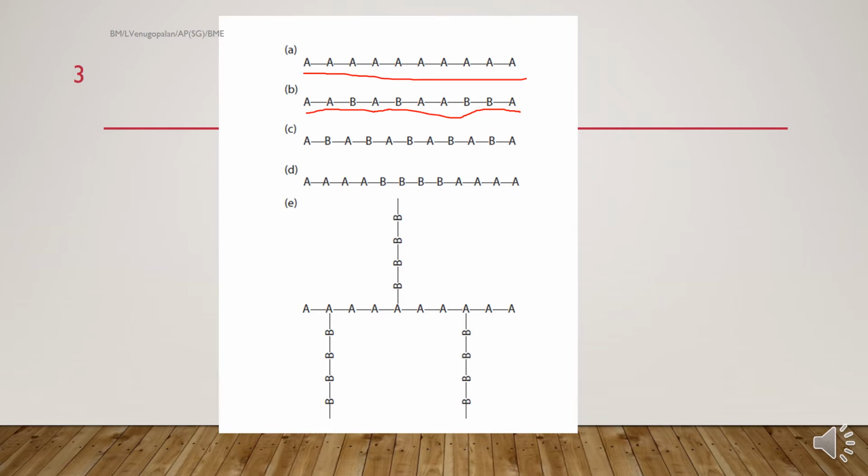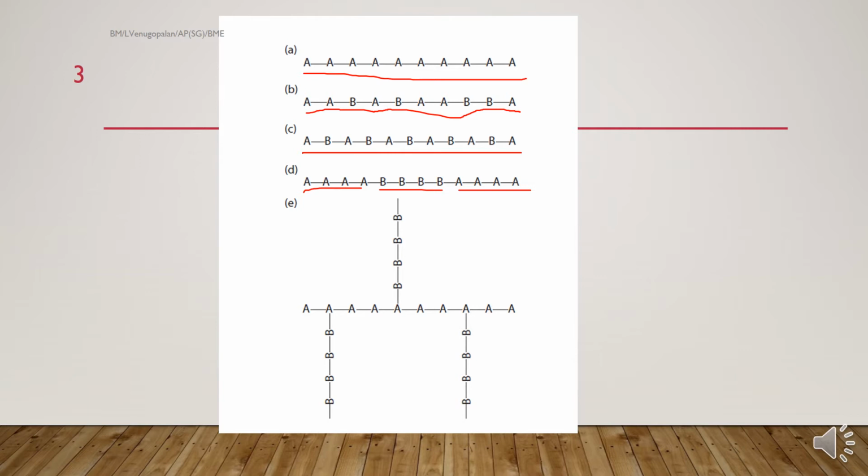Now the third one, the C image, you have AB, AB, AB and so on. Like it's alternating. So this one is an alternating polymer, and then in this one you have 4 A's followed by 4 B's, then again followed by 4 A's, and the next section would be 4 B's, and then the next section would be 4 A's and so on. So you have a block of A monomer, then a block of B monomer, then another block of A monomer and so on. So that's why this is called the block copolymer.